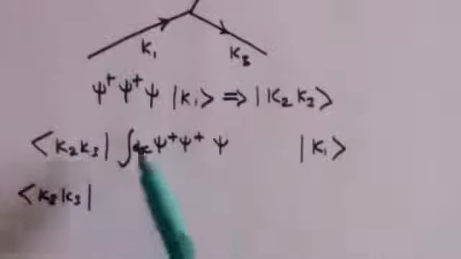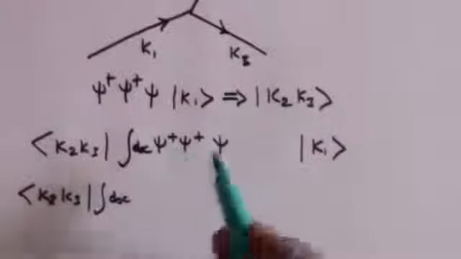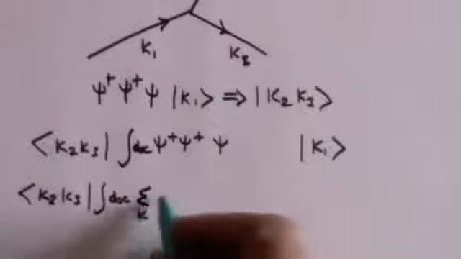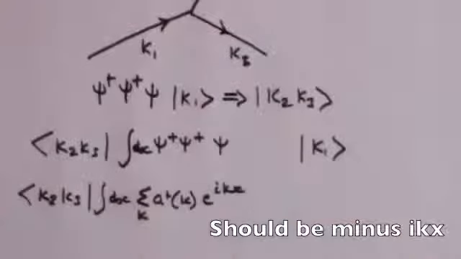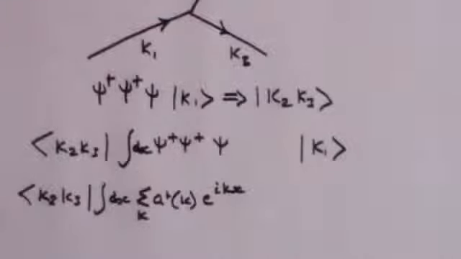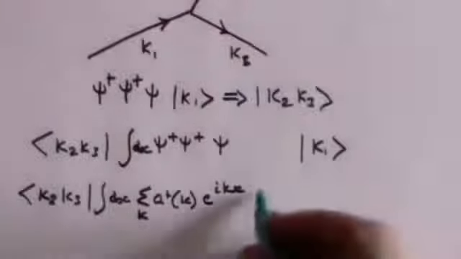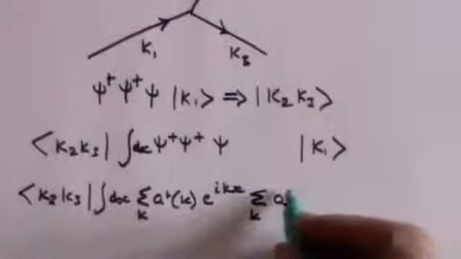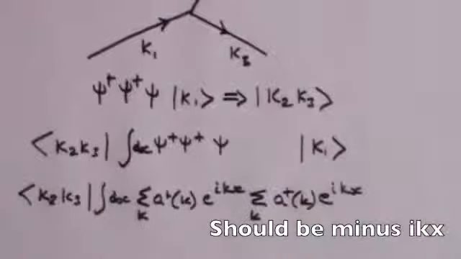So I've got K2, K3, then I've got my integral term, dx, then I want my first creation operator. Well, that's going to be sigma over k, a plus of k, e to the I kx. I'm not going to bother with the omega t term because it's all going to happen at one time, which I can set to t equals 0. So we can forget about the time coordinate here. That will shorten the process a bit. So that's the first creation operator. Here's the second creation operator, which is sigma over k of a plus of k e to the I kx. That's the second operator.